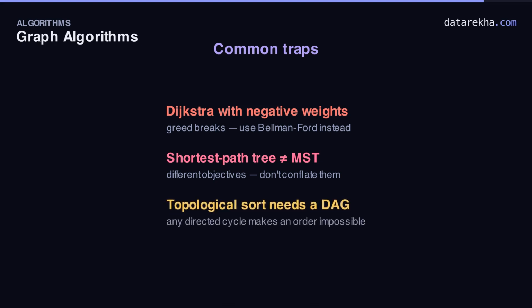Trap 3. Topological sort only exists for a directed acyclic graph. One cycle and there is no valid order. And if Kahn's algorithm can't place every vertex, that's exactly how you detect the cycle. And trap 4. 2 habits to keep straight. Relaxing an edge updates a distance only when the new route is genuinely shorter, never blindly. And building an MST greedily still means refusing any edge that would close a cycle.